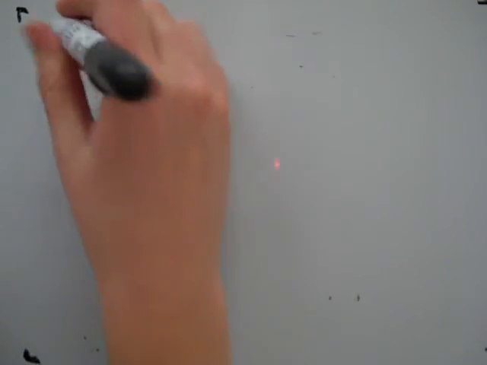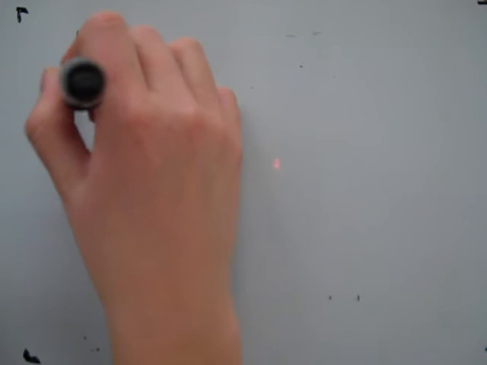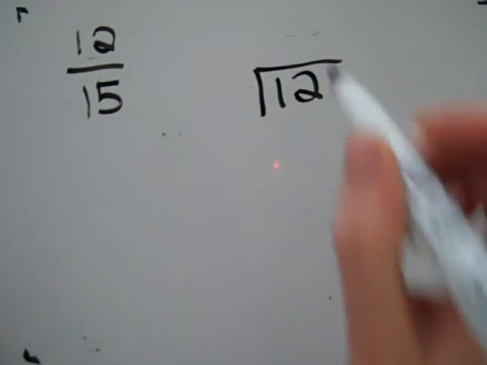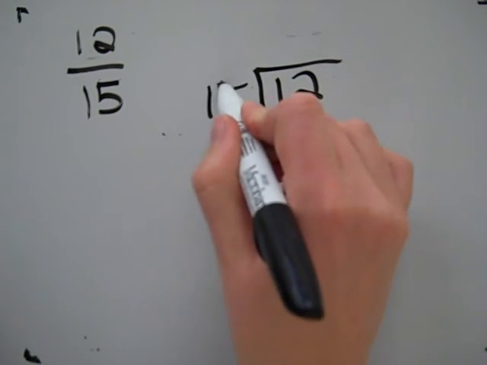Our second example is 12 over 15. So 12 over 15, I know it's going to be less than 1 since the numerator is smaller than the denominator. My numerator goes on the inside of my division symbol. The denominator goes on the outside.